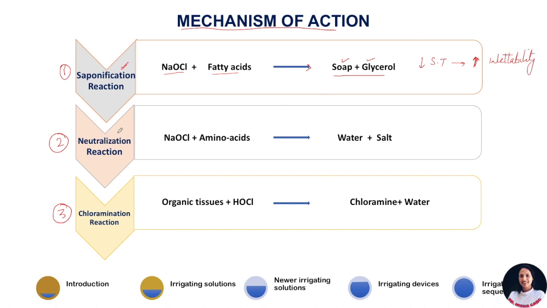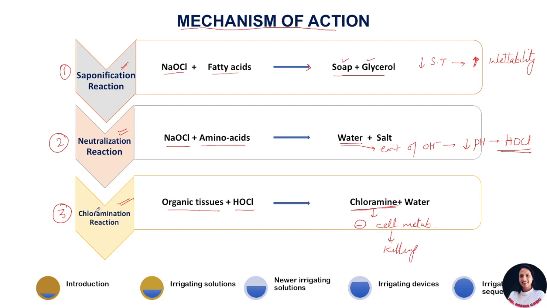So the next reaction is the neutralization reaction. In this reaction, sodium hypochlorite neutralizes the amino acids and forms water and salt. This formation of water causes exit of hydroxyl ions. Thus, there is a decrease in pH. And due to this decrease in pH, hypochlorous acid, a substance present in the sodium hypochlorite, comes into play. Now, what does it do? This hypochlorous acid, when it comes in contact with the organic tissues, acts as a solvent and releases chlorine. This chlorine combines with the amino acid groups of proteins and forms chloramines. This is called the chloramination reaction. This formation of chloramines interferes with cell metabolism and causes killing of the bacteria. So we can see that three types of reactions, that is the saponification reaction, neutralization reaction and chloramination reaction, are responsible for the antibacterial action of sodium hypochlorite.